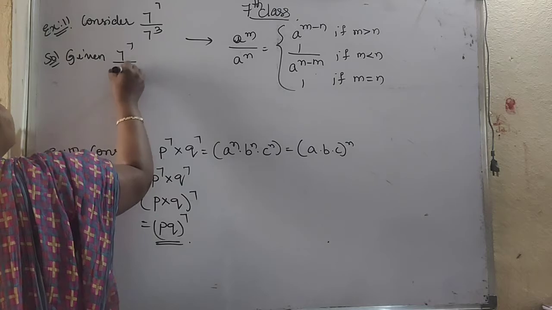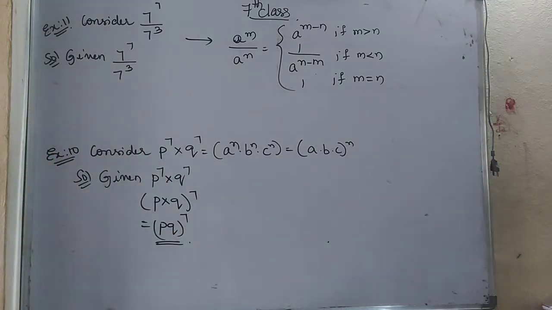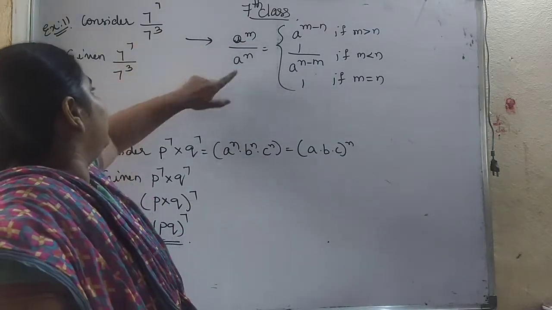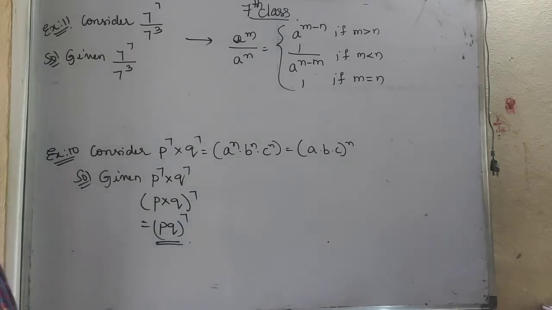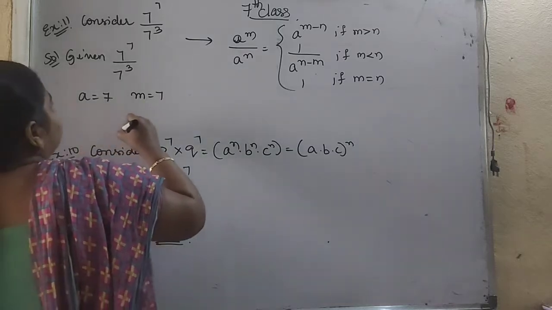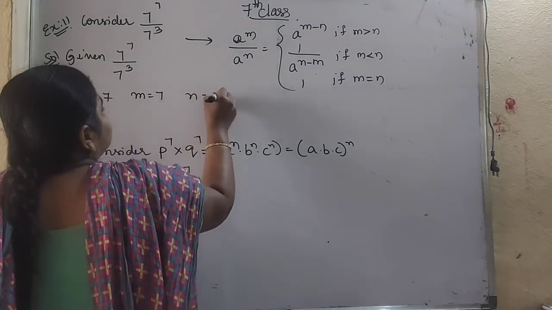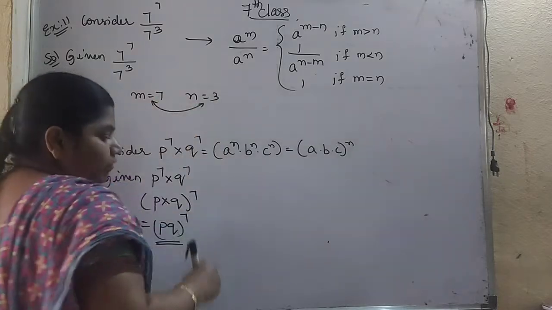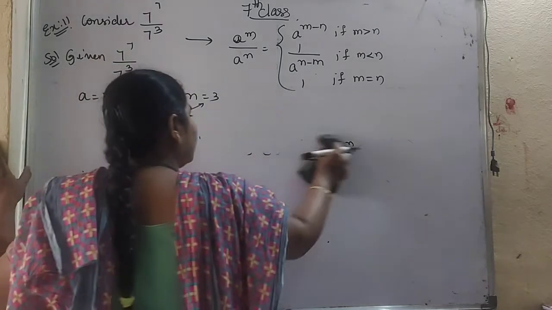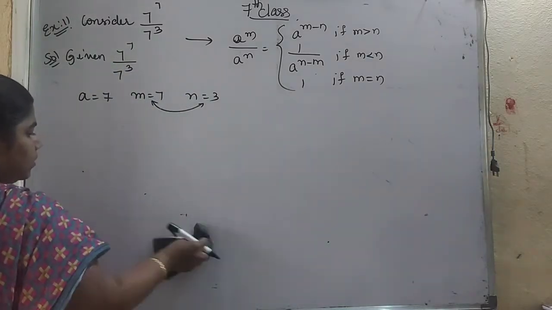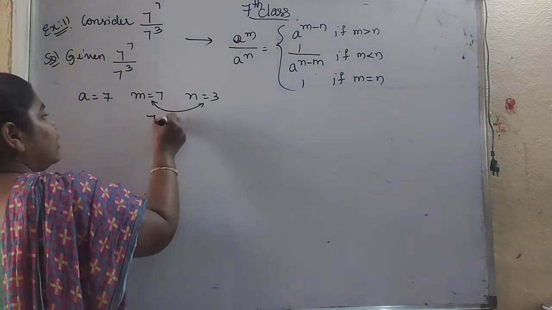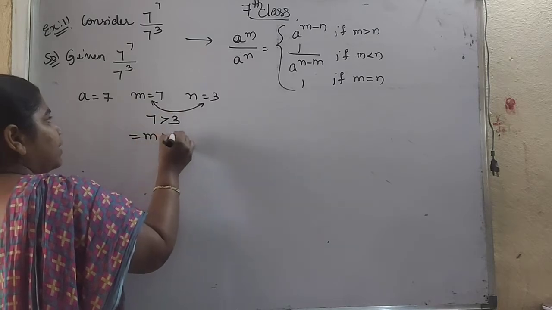Given 7 power 7 by 7 cube. Now both bases are equal. So the a value is 7, the m value is 7, and the n value is 3. If you compare the m value and the n value, here the m value is greater than the n value. That means 7 is greater than 3. So we can take m greater than n.